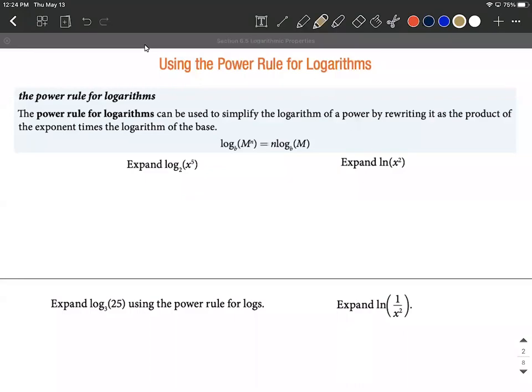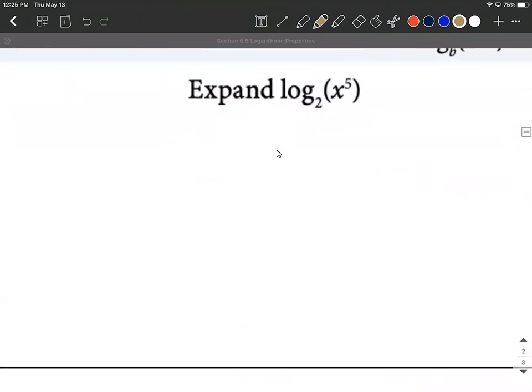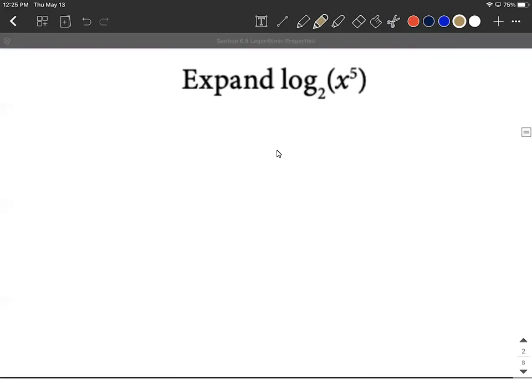Let's expand logarithmic functions using the power rule for logarithms. So how this power rule works is if you have an exponent on whatever's on the inside of the logarithm, the exponent is attached to everything on the inside here. What you're allowed to do to expand this is move this exponent down in front, out of the exponent, and make it a multiple out in front of the logarithm. So let's work through a few examples. We'll talk through some exponent rules as we go through, besides just this one.